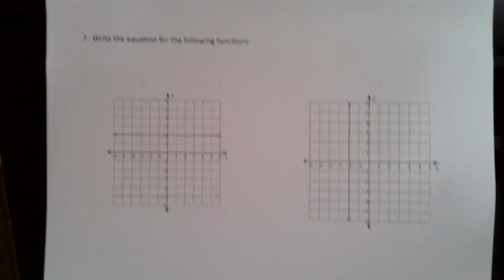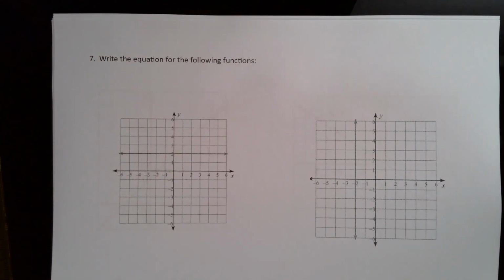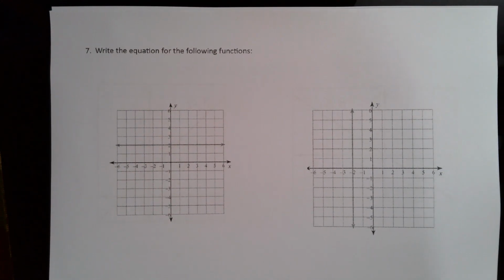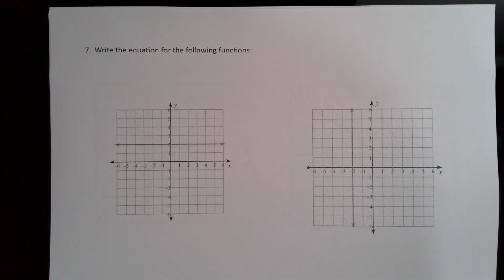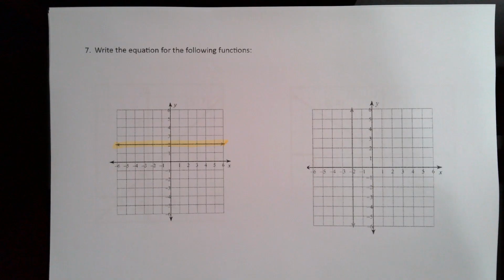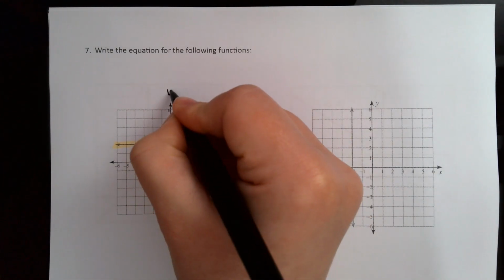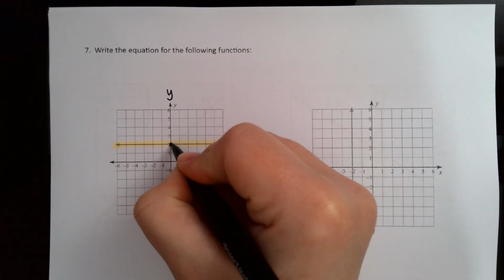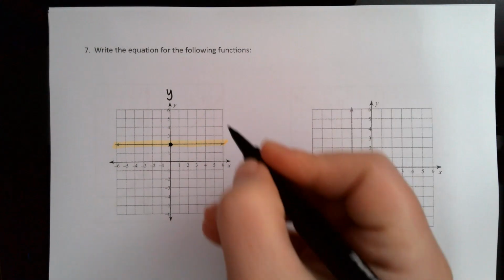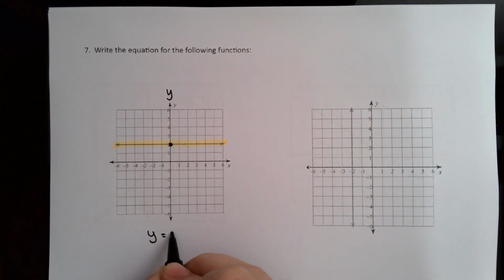Now we are writing the equations. Remember, if it is left and right, up and down, that means it's one variable. If it has a slope, then we have to do slope-intercept. So let's go ahead and highlight. This is the line. It is crossing the y-axis at 2, and I do not have a slope. Slope means it's going up, down, left, right. I don't have that. So that means my equation is y equals 2.